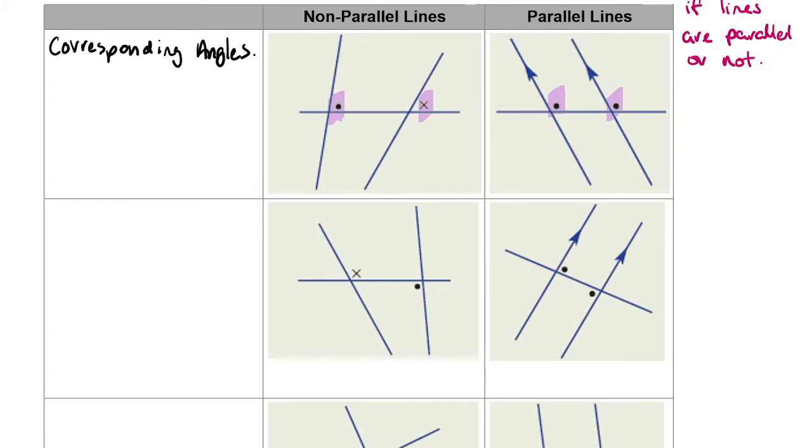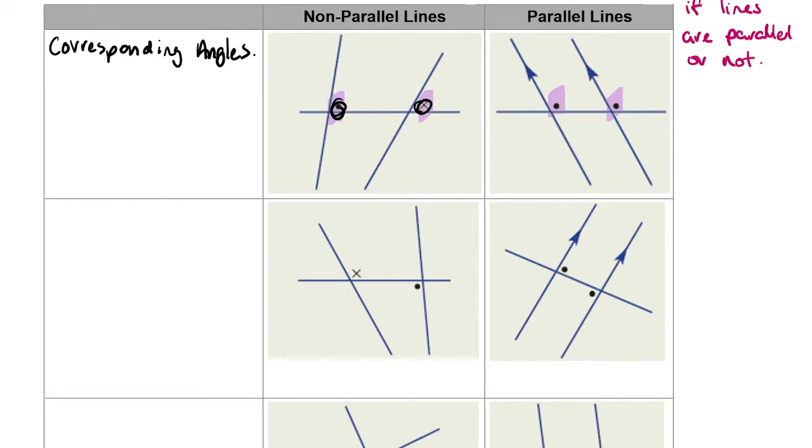Now, they are called corresponding angles because they sit in the same place in relation to the lines. So you can see that the angle here, this little dot, and this little x, they sit in the same place in relation to the other two lines. Same with the two dots in the parallel lines. They are corresponding, so they stay in the corresponding space.